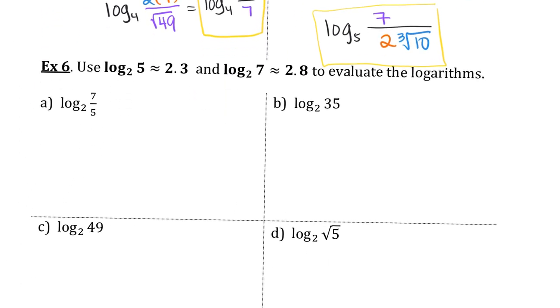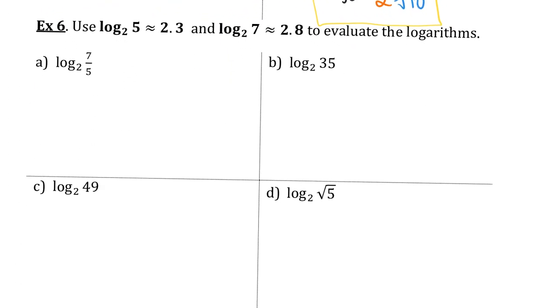Okay, one last type of problem. For example 6, it says use log base 2 of 5 is about 2.3 and log base 2 of 7 is about 2.8 to evaluate the logarithms, and they want you to use log properties. Sometimes this happens to be a known base. Sometimes they give you a letter here, so you can't do it without using the properties.